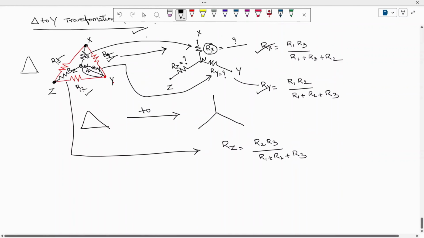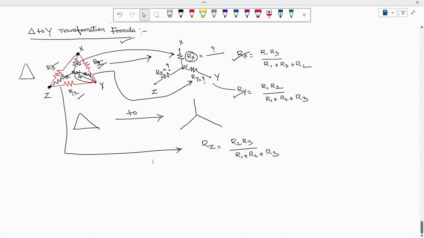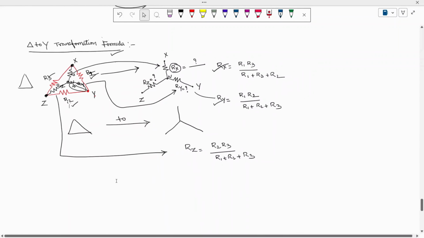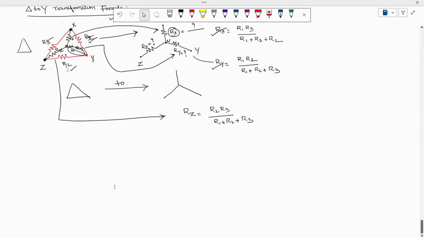Let us try to do a problem on this model so that you will be very clear about how to convert a delta to a star network. Okay, so now I'm trying to construct a star network and a delta network. You see here I'm taking a problem. From this you'll have one derivation.